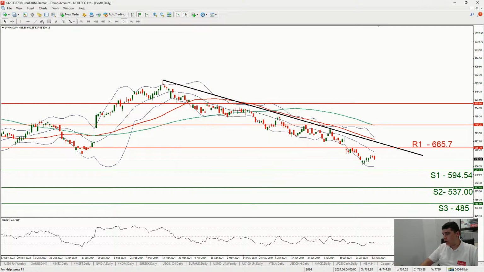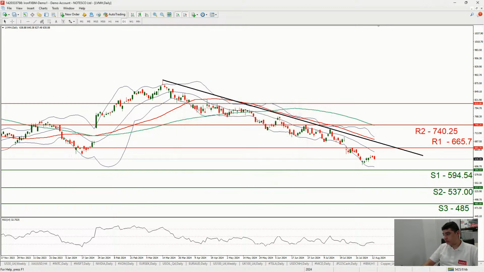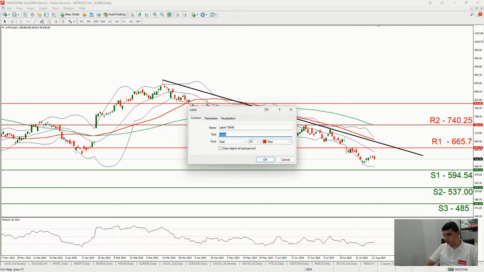665.70, that is my R1. R2 is at 740.25. $810, so that is my R3.